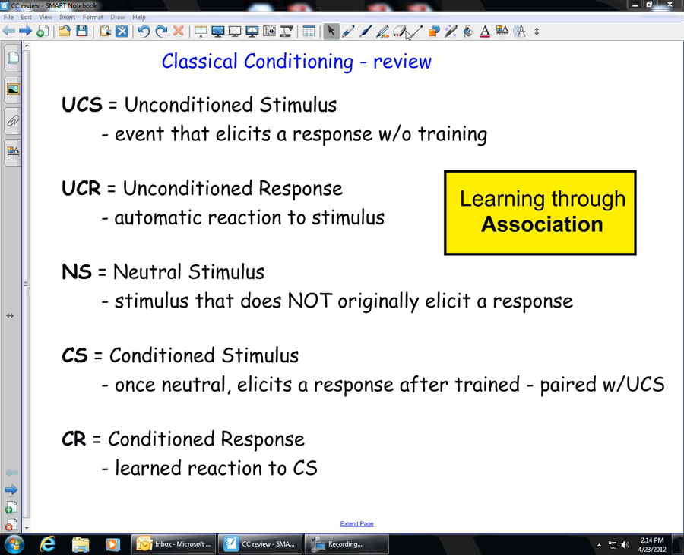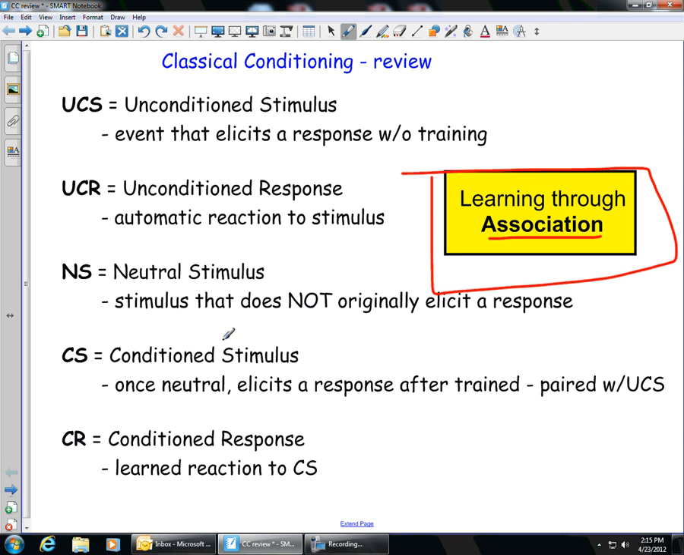Big picture, when we're talking about classical conditioning, we are talking about learning that happens through association, and association is the key piece here. Generally, when we're talking about association, we are talking about a connection that is made between the unconditioned stimulus and the conditioned stimulus.